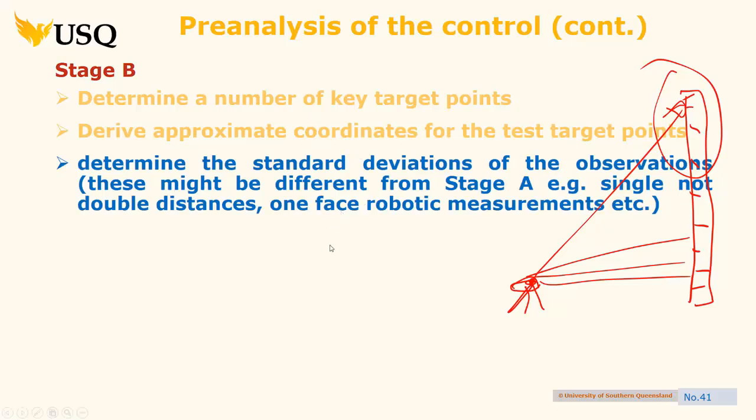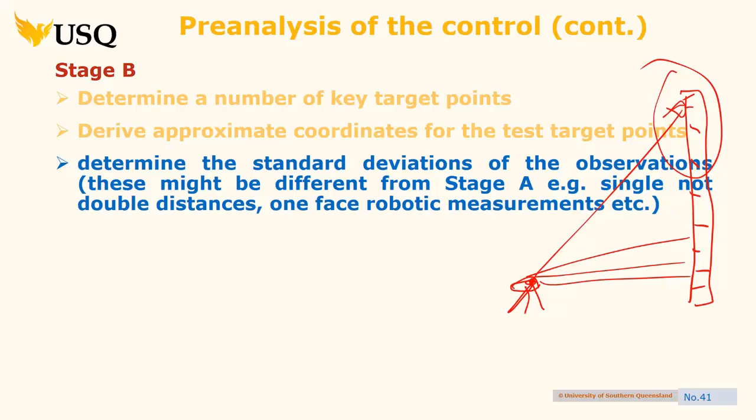And double distances: we had some students say that would never work because they always measure in robotic mode, and face left and face right are already cancelled out because it automatically calculates the collimation. And I say, that's fantastic with the equipment, but do you trust it?